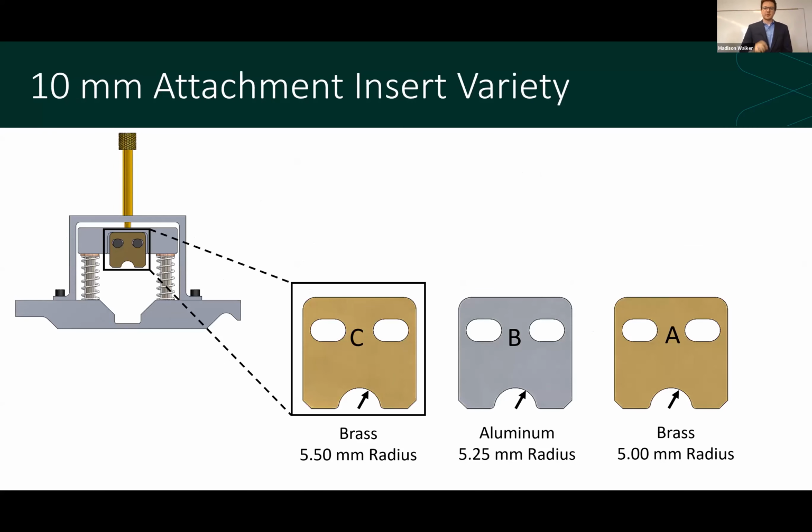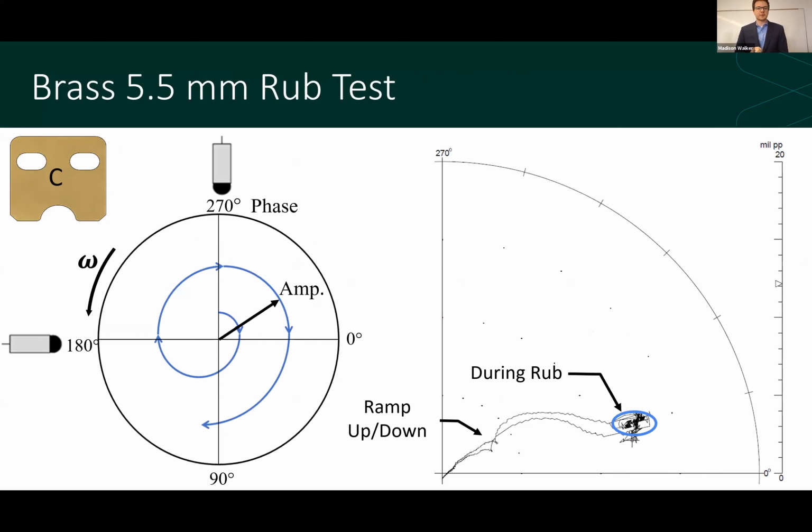Next up, we're going to talk a little bit about our rub test. For the rub test, we used several different inserts so we could try as many different things as possible. 3 of them are shown here. We have a brass one with a 5.50 millimeter radius, an aluminum one with a 5.25 millimeter inner radius, and then another brass one with a 5.0 millimeter radius. This corresponds to about a 20 thousandths of an inch, 10 thousandths of an inch, and 0-inch tolerance with the rotor. First up, we're going to talk about our brass 5.50 millimeter rub test.